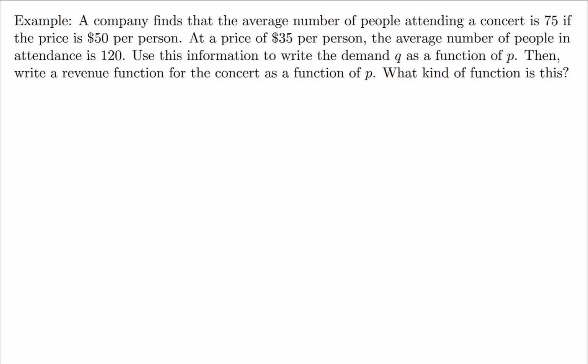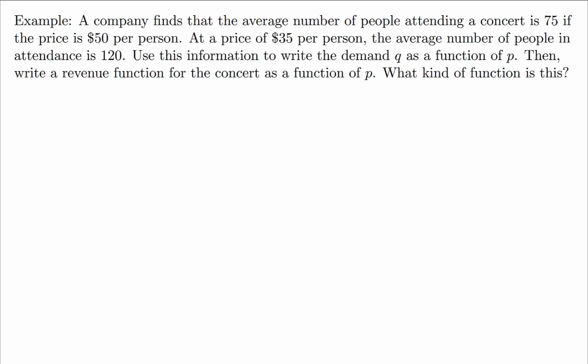Here's an example of how we can write our demand function. Many applications will look something like this. A company finds the average number of people attending a concert is 75 people when the price is $50 a person. If they reduce that price to 35, the average number of people is now 120. This is exactly how demand functions work. If you lower the price, you increase the demand.